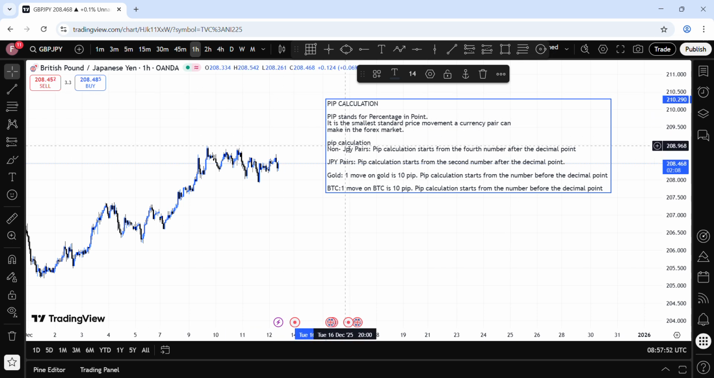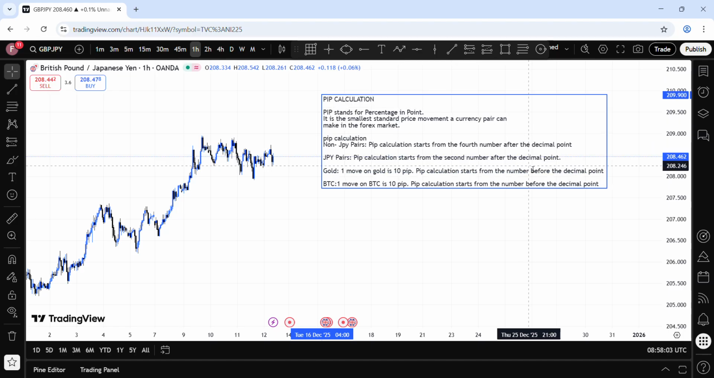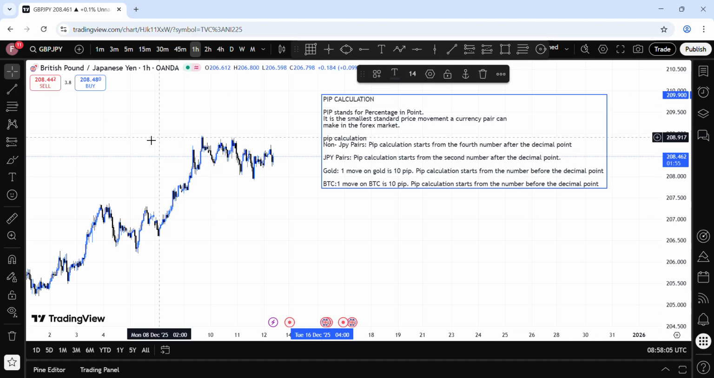So guys, in the last video I spoke briefly on the JPY pair. Let me recap the JPY pair. This is the JPY pair, GBP JPY, Great Britain pounds, Japanese yen. They said the pip calculation starts from the second number after the decimal point.